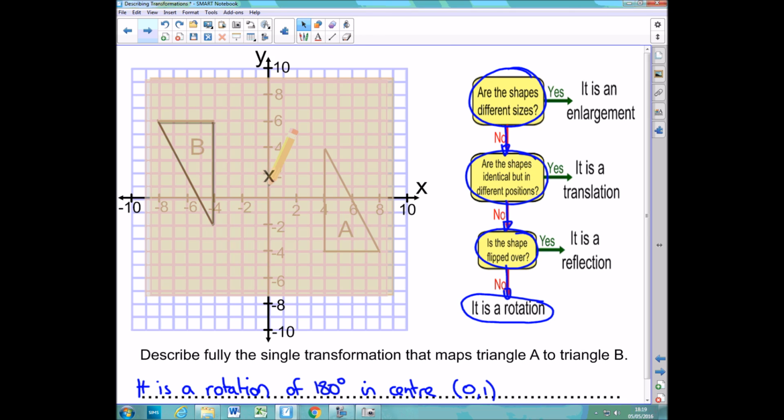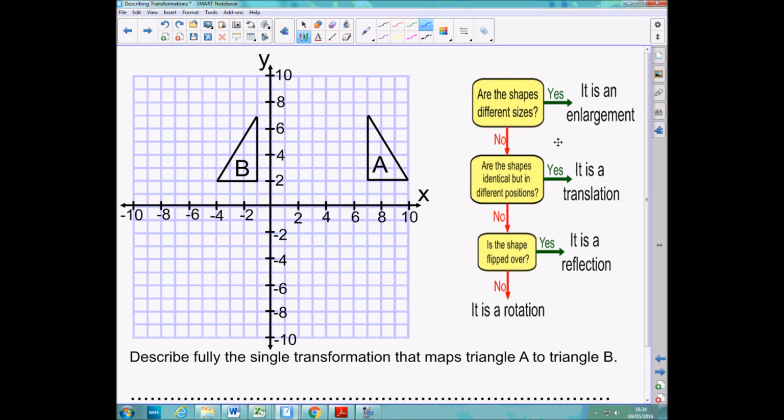So again, like the enlargement, you get 1 mark for saying it's a rotation, 1 mark for the angle, and another mark for the center. So this is why rotation questions are 3 marks, and reflection questions, you'll see, will just be 2. So again, that's another way of spotting rotations and reflections.